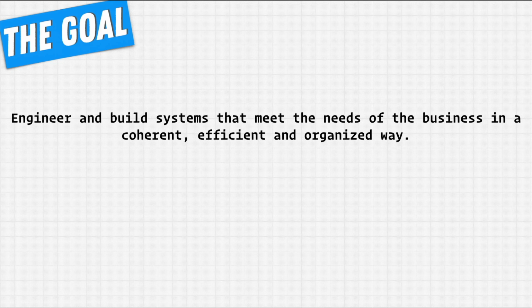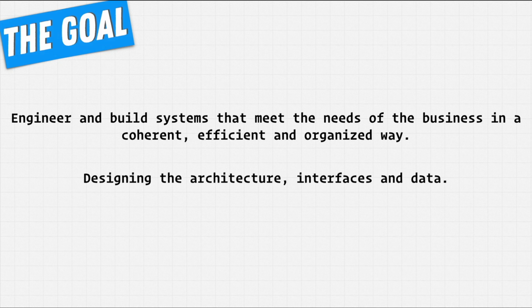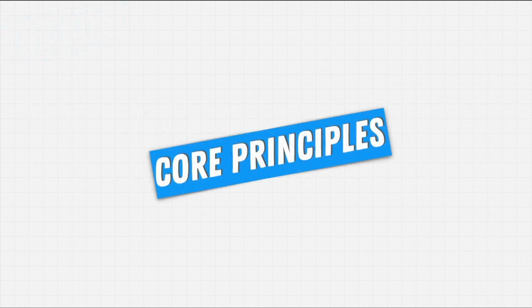The goal that we have when it comes to system design is we want to engineer and build systems that meet the needs of the business in a coherent, efficient, and organized way. We do this by designing the architecture, the interfaces, and the data of the system. These three terms are very key: the architecture, the interfaces, and the data. Now we're going to discuss what each of them represent.